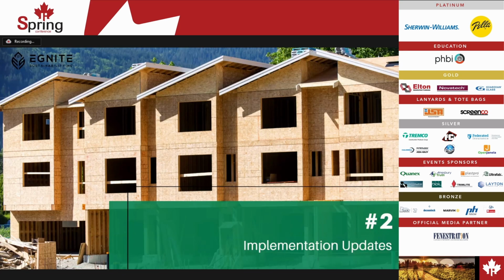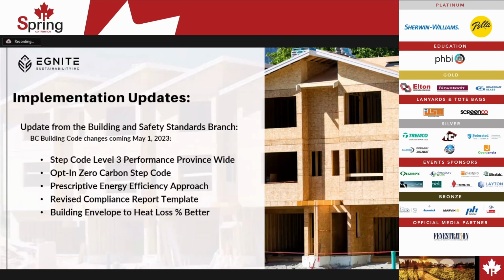So some implementation updates. As Scott mentioned, we're step 3 come province-wide under Part 9 of the building code. And now we also have this opt-in zero carbon step code. And the only real area that has adopted the zero carbon step code method, I think, is Victoria right now. So municipalities are still consulting on when they're going to be adopting that guideline. But basically, it's intended we're going to be moving towards being net zero carbon by 2030. So that's basically operating solely on electricity.